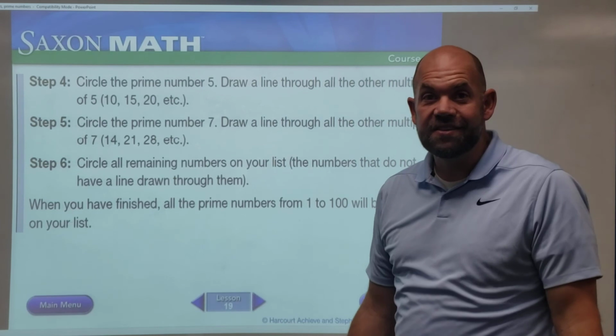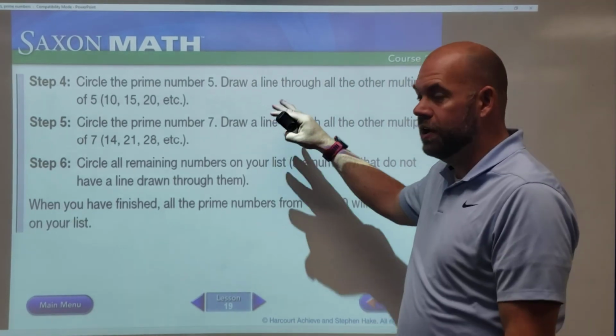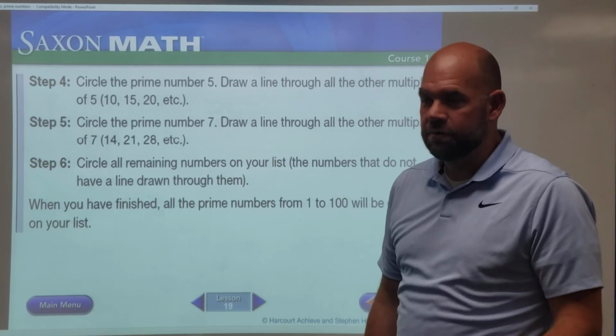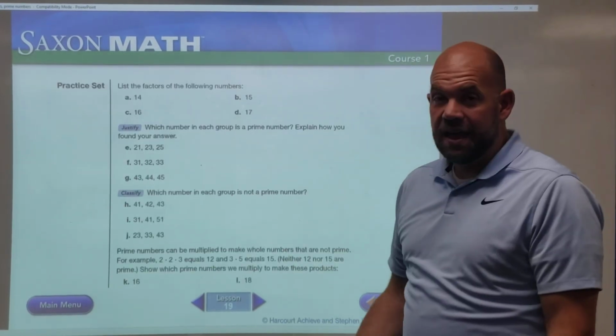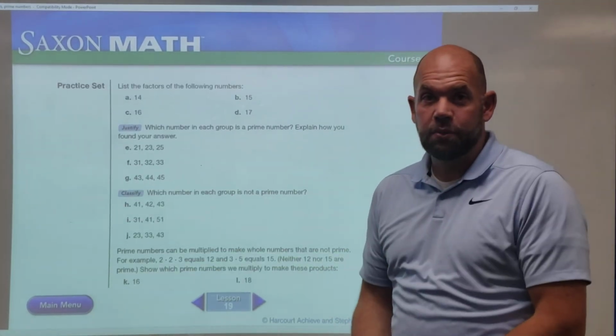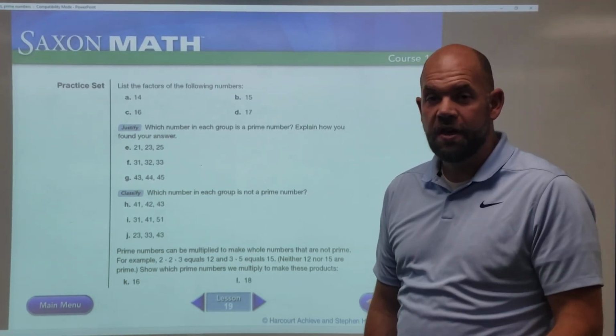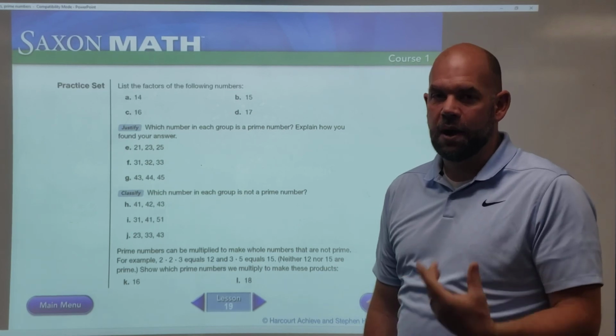So if you want a list of all prime numbers, you can create the sheet. It'll probably take you like 5 minutes, but then you have a reference sheet for forever. And that is our lesson for today. So we'll practice looking and identifying different factors of numbers, and then that helps us to figure out what prime numbers are.